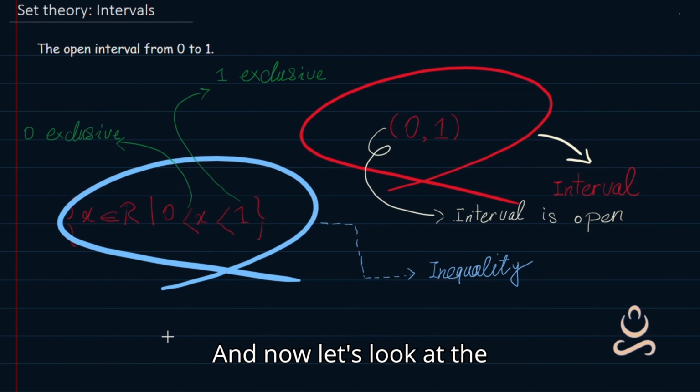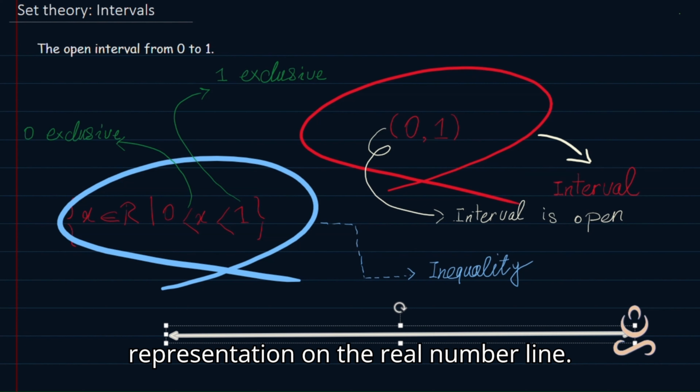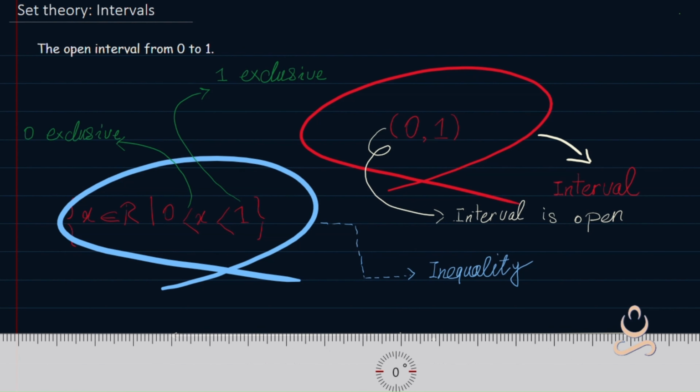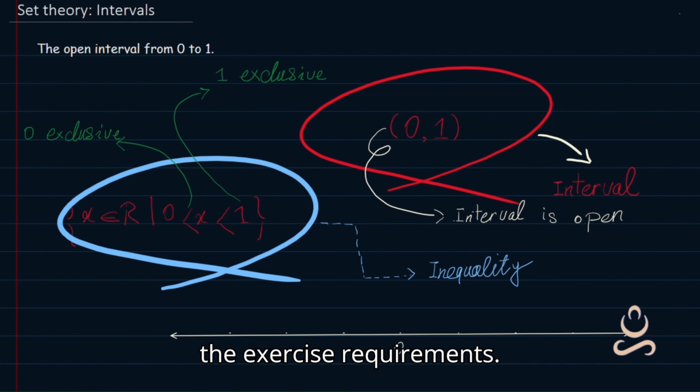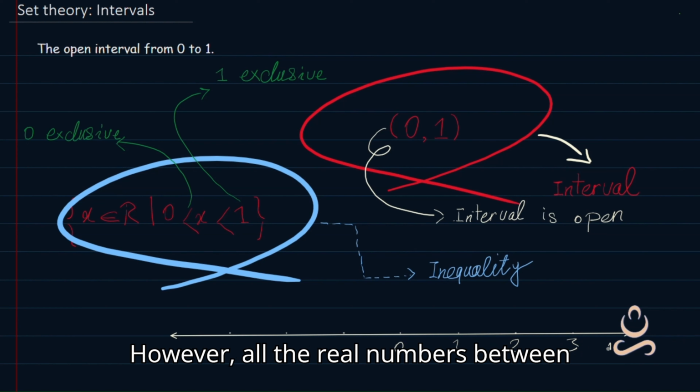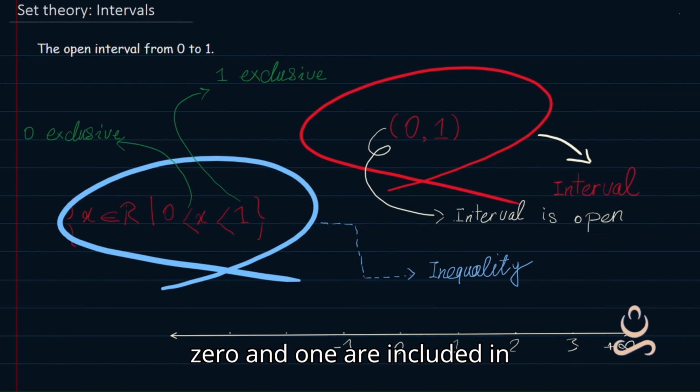And now let's look at the representation on the real number line. Here we mark 0 and 1 with hollow circles because they are excluded as per the exercise requirements. However, all the real numbers between 0 and 1 are included in this representation.